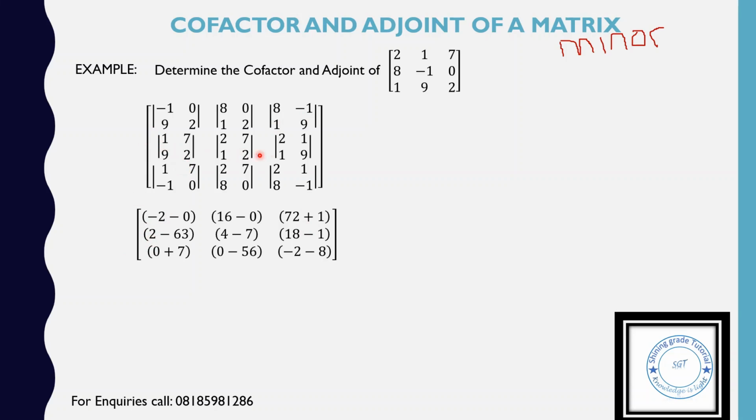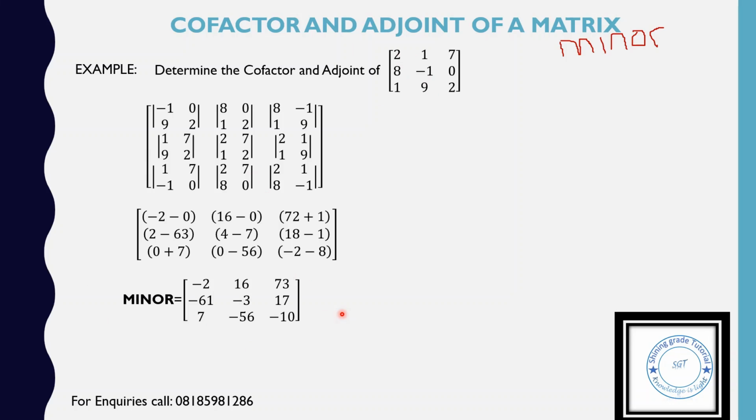You can pause the video and try to do the rest yourself. Try to pause the video so you can do some calculation yourself, because of time. We have everything like that. So we find the subtraction for each, and we are able to arrive at this matrix here. So this is the matrix of minors.